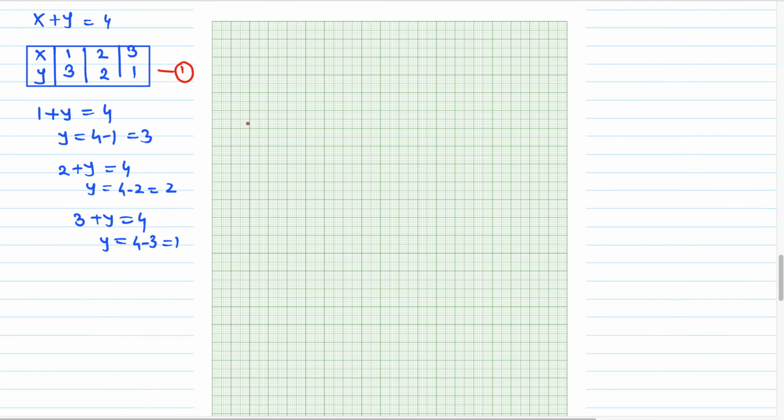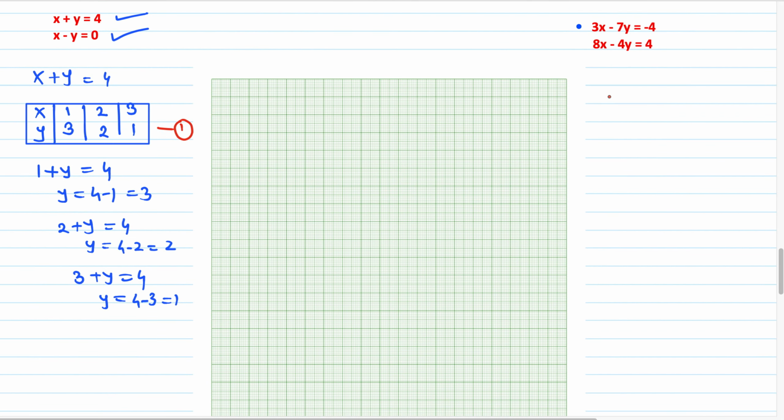Now let us solve in a similar way for line 2. I'm solving here, so it will be available on both sides. x minus y is 0. I'm making a table of x, y. If I put x as 1, what am I going to get y as? 1 minus y is 0, minus y is equal to minus 1, and so y is equal to 1. So if I put x as 1, I get y as 1.